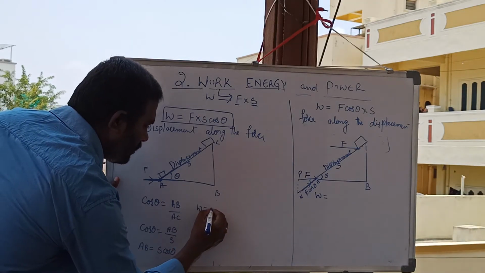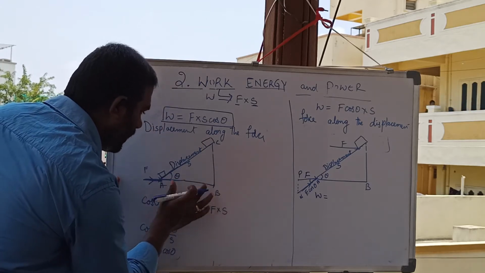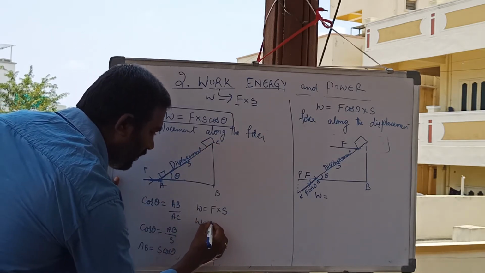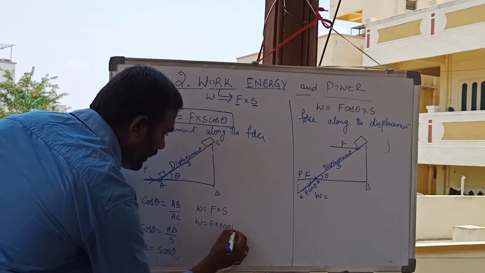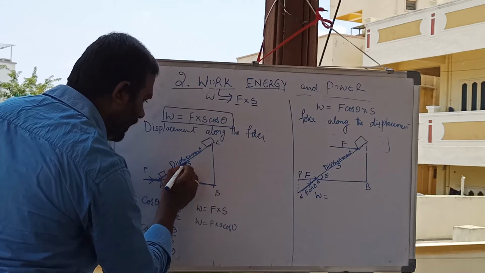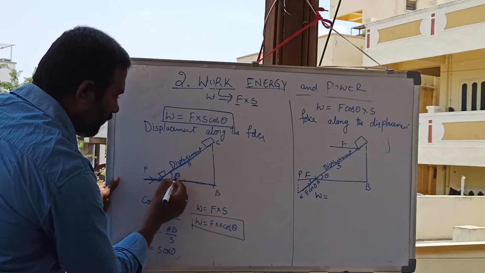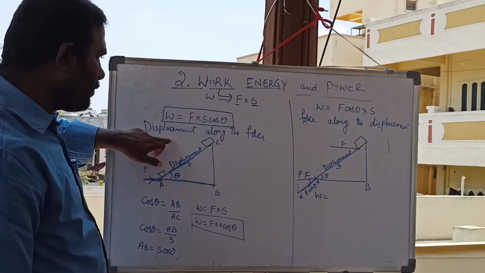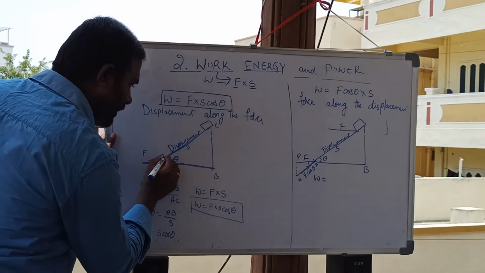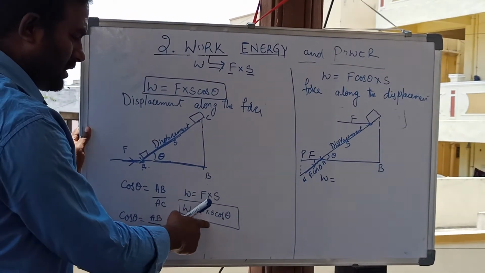We know that W is equal to F into S, but the displacement is in this form; this is the displacement actually. This time the body moved from here to here. W is equal to F into S cos theta, but it is in the form of some angle. We are writing W is equal to F into S cos theta. The theta value we are going to get from here. This is displacement, and this is the direction of the force.